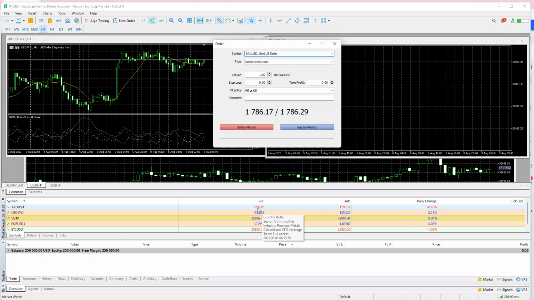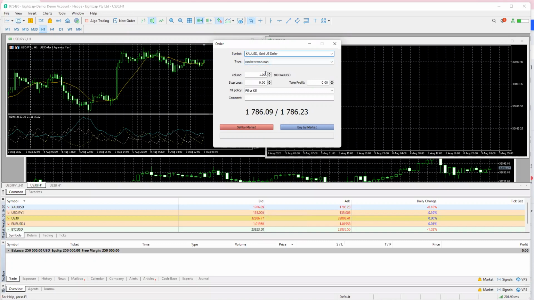It says 1786.17 right now. So every time this 7 goes up and you trade for it to go up, you're making $1 every cent that this goes up, okay? Or you're losing $1 for every pip it goes the wrong way, either buying or selling. We can take the trade either way we want.